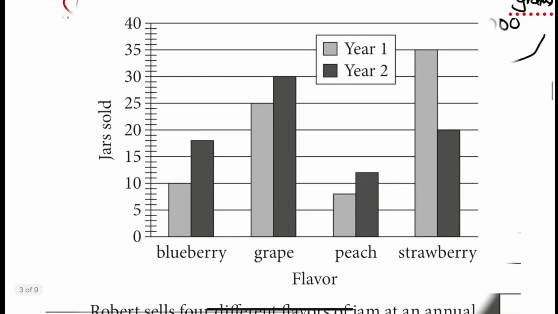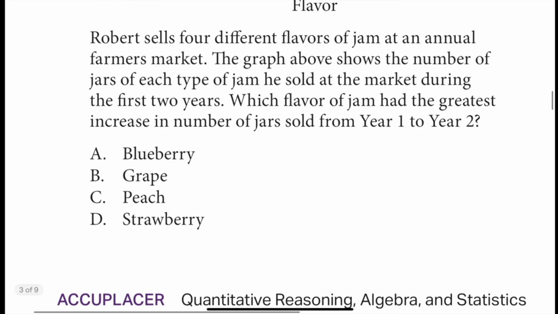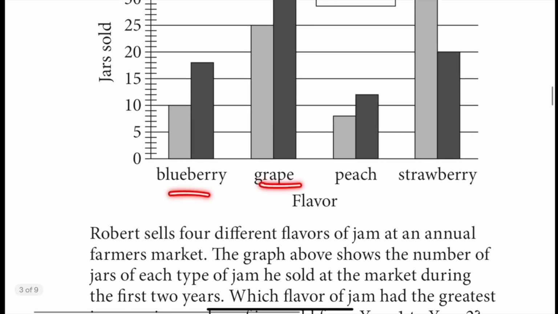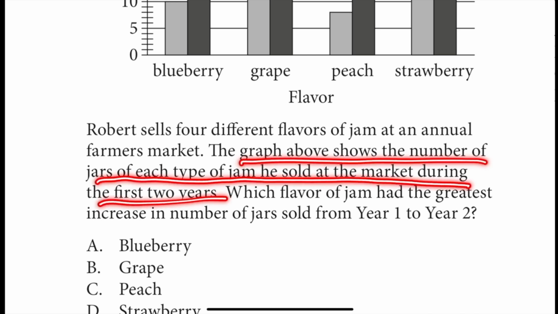Number 4. All right, let's look at this graph and then we read the whole problem, okay? Blueberry, grape, peach. These are the flavors, year 1 and year 2. Year 1 is the lighter one and year 2 is the darker one. Let's go for the word problem. Robert sells 4 different flavors of jam at an annual farmer's market. That's right, blueberry, grape, peach, and strawberry. 4 different flavors. The graph above shows the number of jars of each type of jam he sold at the market during the first 2 years.